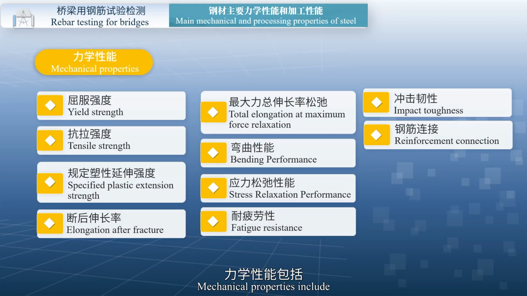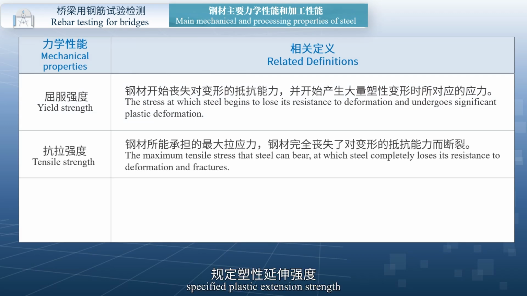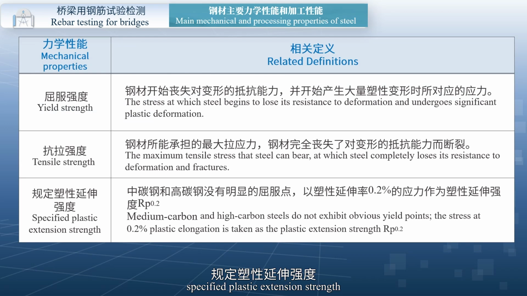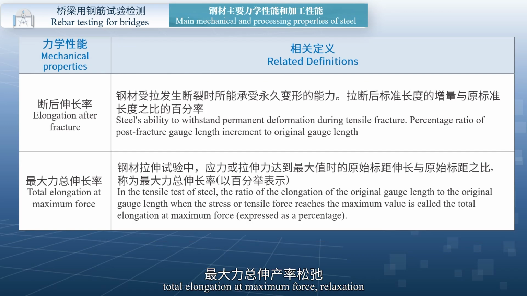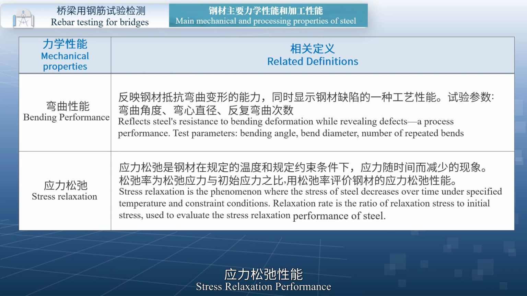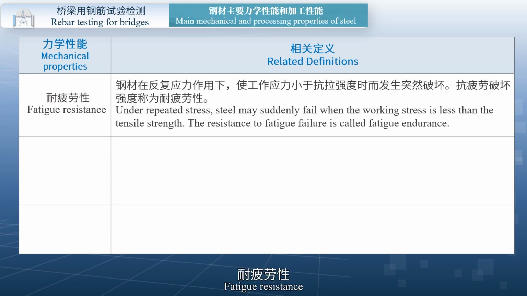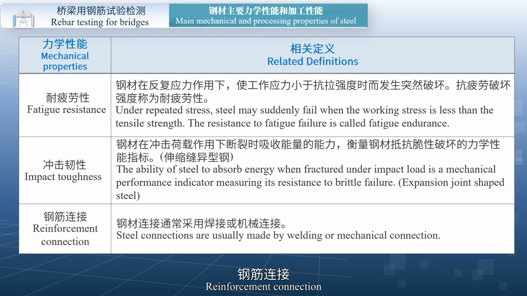Mechanical properties include yield strength, tensile strength, specified plastic extension strength, elongation after fracture, total elongation at maximum force, relaxation, bending performance, stress relaxation performance, fatigue resistance, impact toughness, and reinforcement connection.